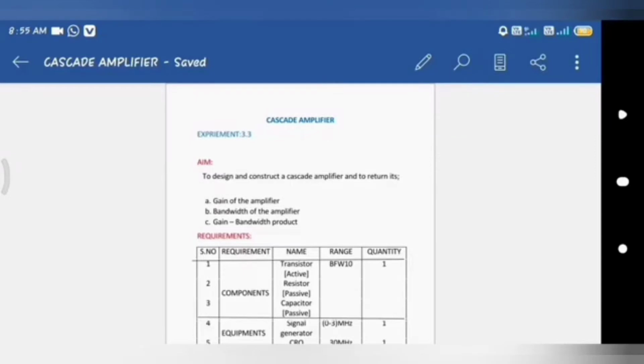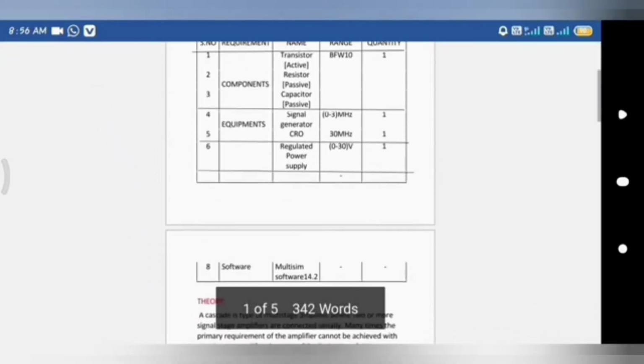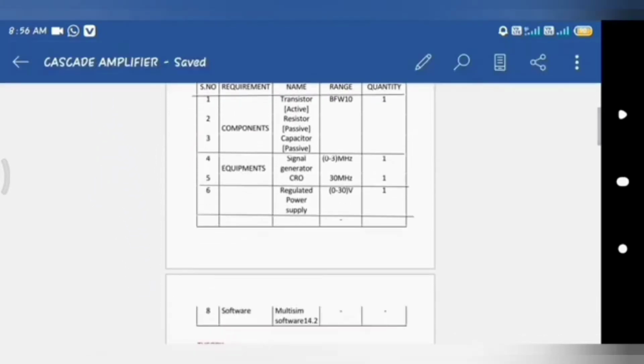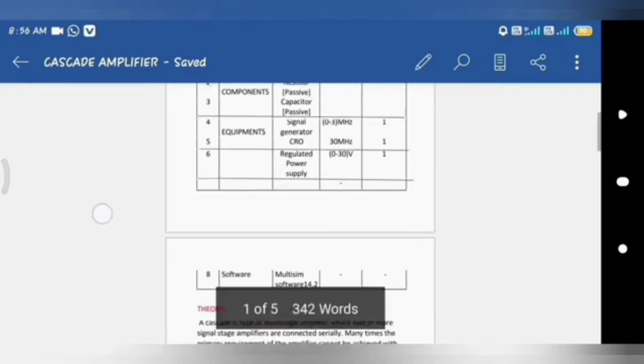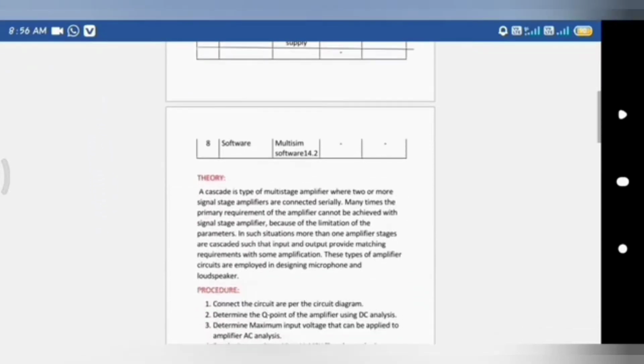The aim of the cascade amplifier experiment is to construct the cascade amplifier and find out the frequency response, the gain and the bandwidth of the amplifier. These are the components required for this experiment. The software we are using in this experiment is Multisim software 14.2.